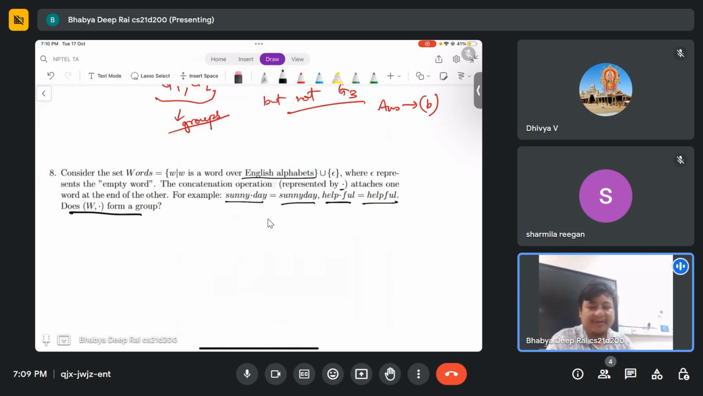Also, a word over English alphabet does not mean it's an English word. It could be, for example, something like A, X, B, J, K. This does not make sense to us, but this is in my set of words. Using the 26 letters of the English alphabet, any random word that you create would be a valid member of the set. So the question is, along with this operation called concatenation, what does concatenation do? It takes two words and joins one word at the end of another. So is this an example of a group?